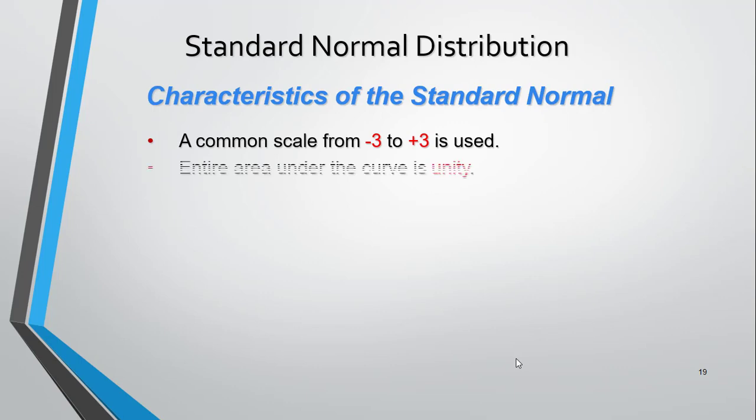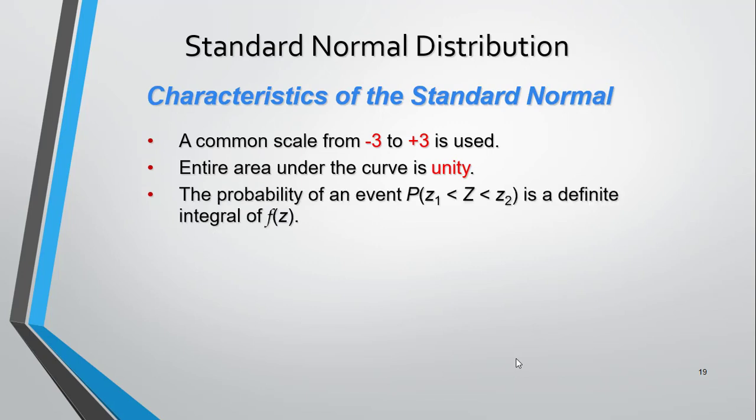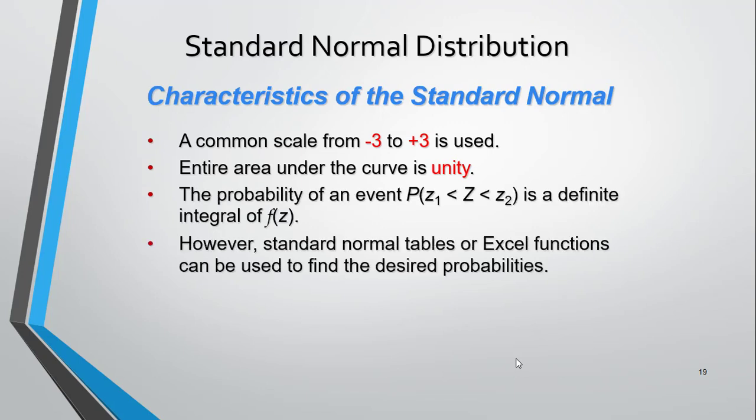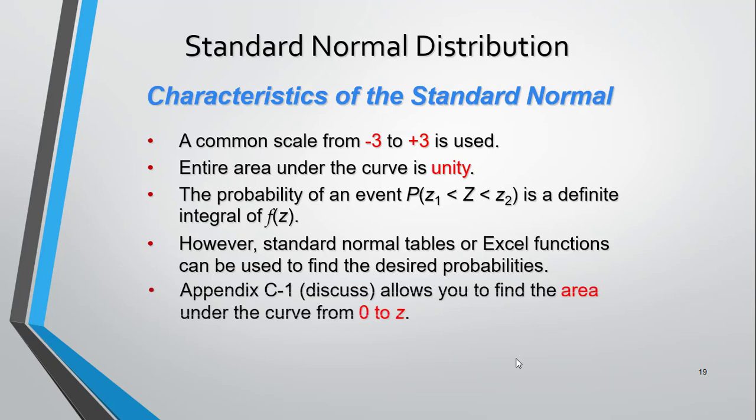Characteristics of the standard normal: a common scale from -3 to +3 is used, that's -3 standard deviations and +3 standard deviations. The entire area under the curve is still 1, unity. The probability of an event between Z1 and Z2 is the definite integral of the PDF. However, standard normal tables or Excel functions can be used to find desired probabilities. In your book, you go to Appendix C1, and you will be able to find the areas under the curve from 0 to Z.